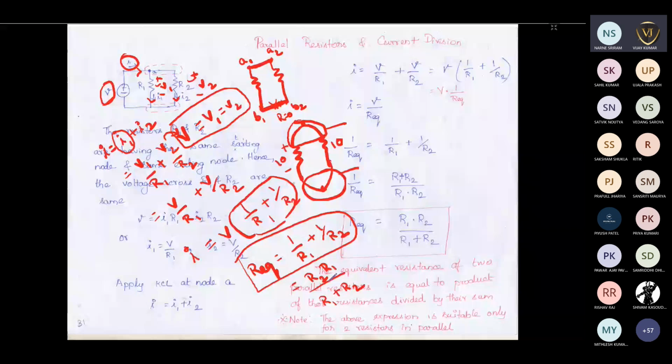Sorry, I have written it wrongly. So this is 1 by R equivalent. When you find 1 by R equivalent, it will be (R2 plus R1) by (R1 times R2). Then if you take the reciprocal of this, you will get R1 into R2 divided by R1 plus R2. So this will be your equivalent resistance.